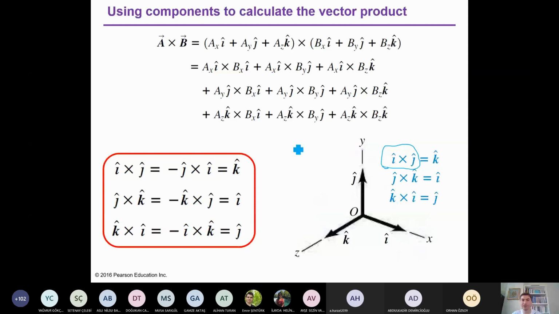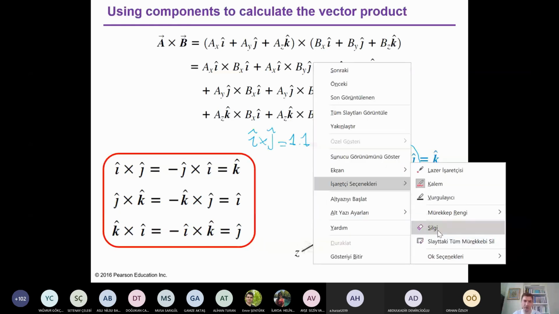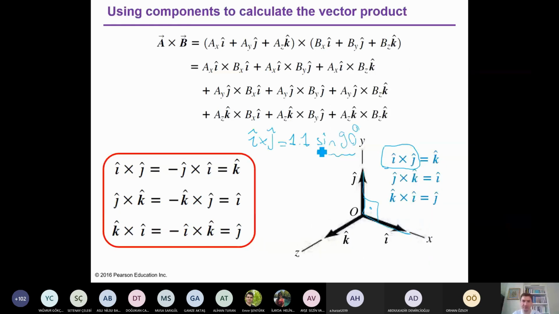I cross J is equal to, I is 1 and J is 1. I mean magnitude of J is 1. And the angle between I and J is 90 degrees, sine 90 degrees, right? This is cross product. What is sine 90? Sine 90 is 1. So result is 1, but result must be vector. In cross product, result must be vector, but what about direction?